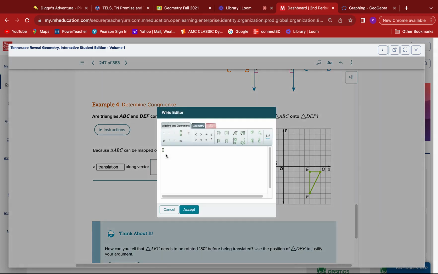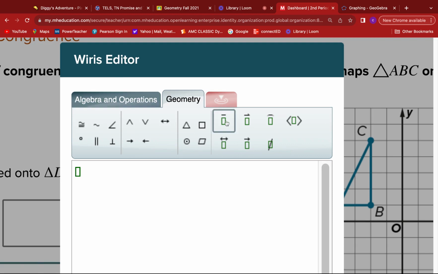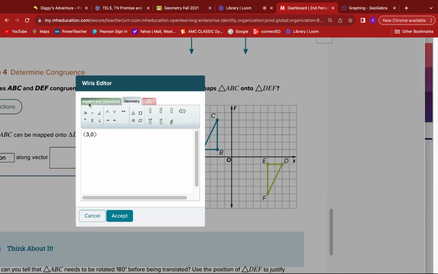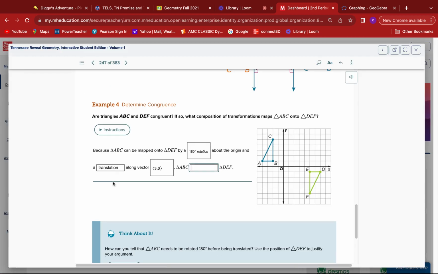So I need component form. Where's my component form? There it is. So it's going to be moving right 3, up or down, nothing. Come on, computer. Really? There we go. Component form. Alrighty, so what are they wanting here? I guess they're asking me, is it congruent? And of course, yeah, it is.